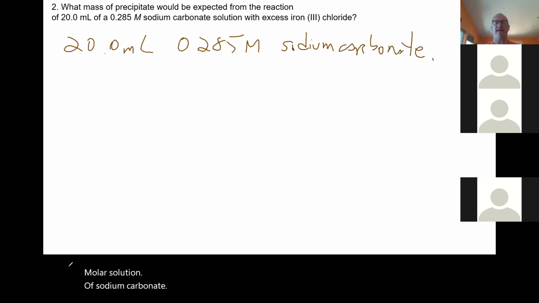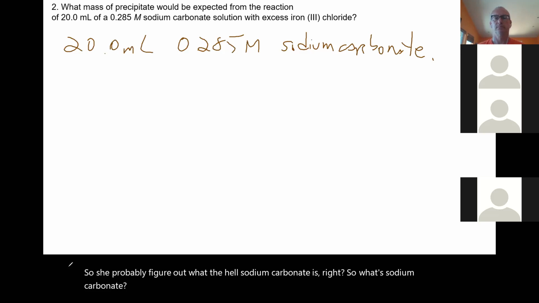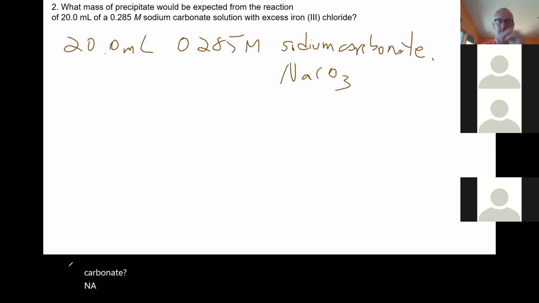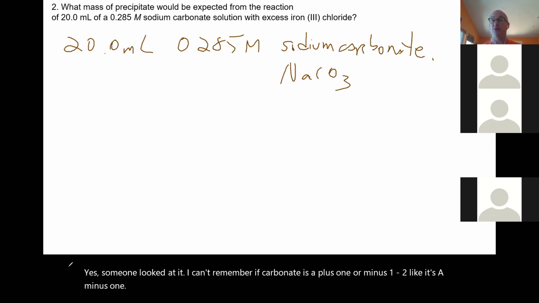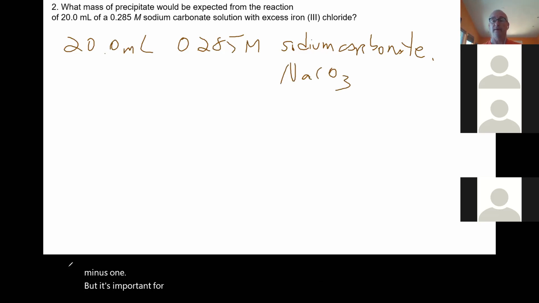So we should probably figure out what sodium carbonate is, right? What's sodium carbonate? NaCO3. I'm not sure, just think. I can't remember if carbonate is a +1 or -1 or a -2. I think it's a -1, but it's important. It's Na2CO3. Yeah, it's 2. Okay, it is 2.